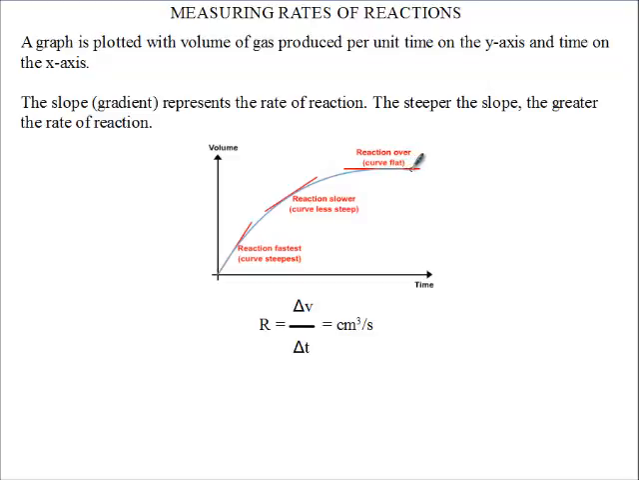Now in the end, as all the reactants are used up, the curve will flatten. So that means the amount of gas in the syringe will be the same. It will not increase, neither will it decrease.